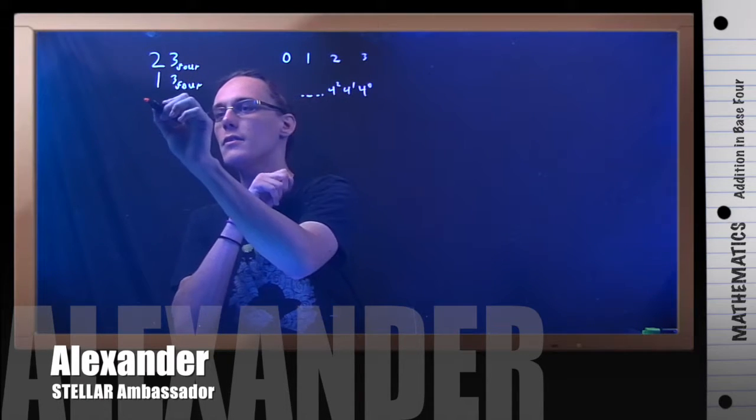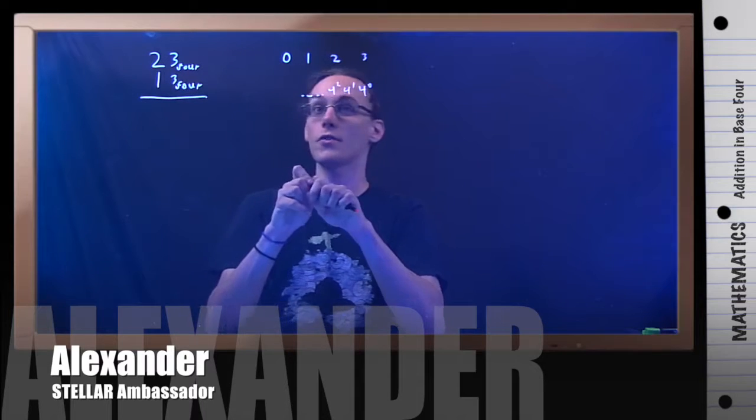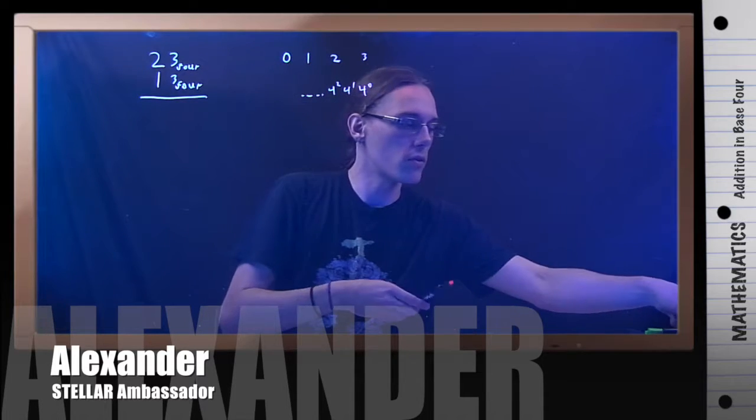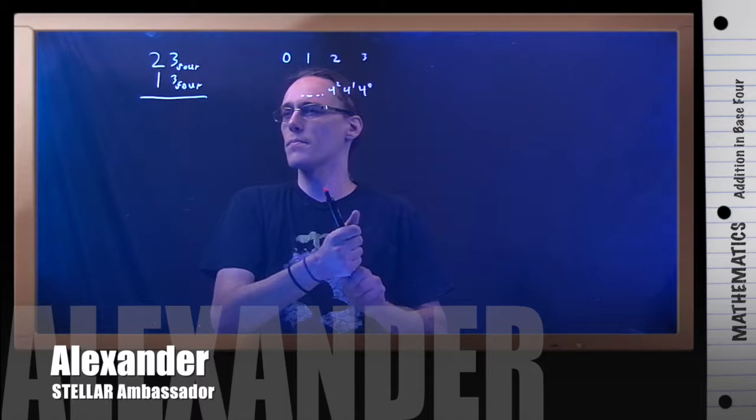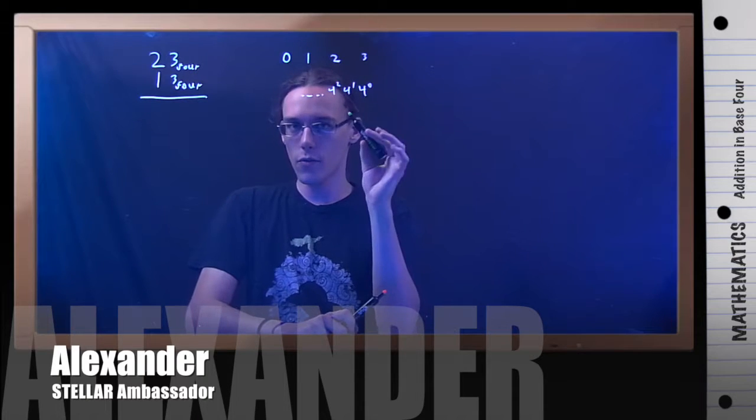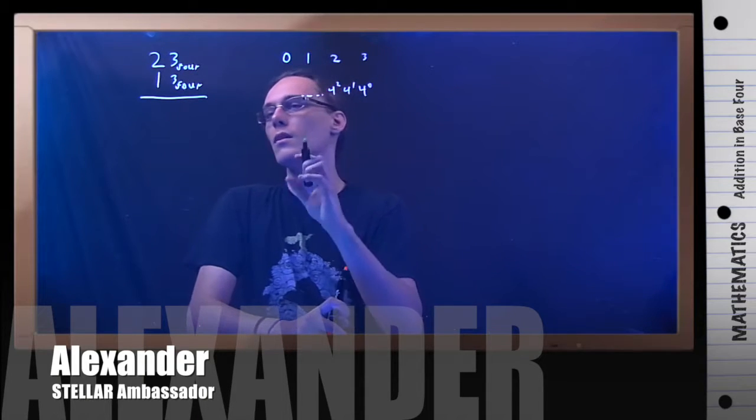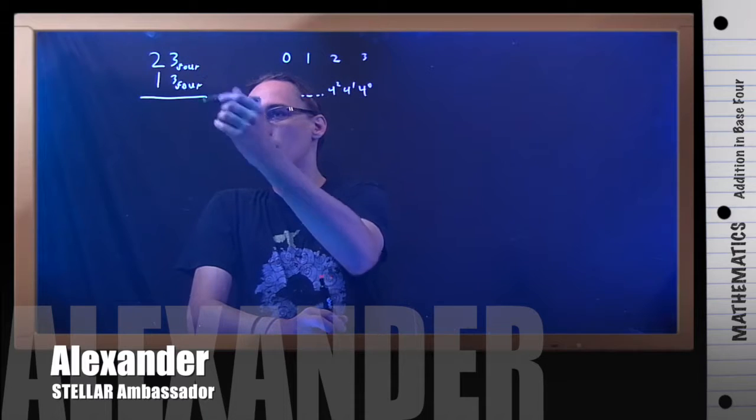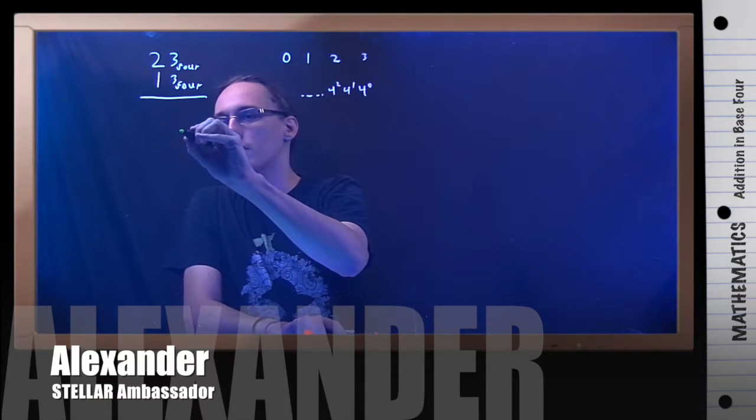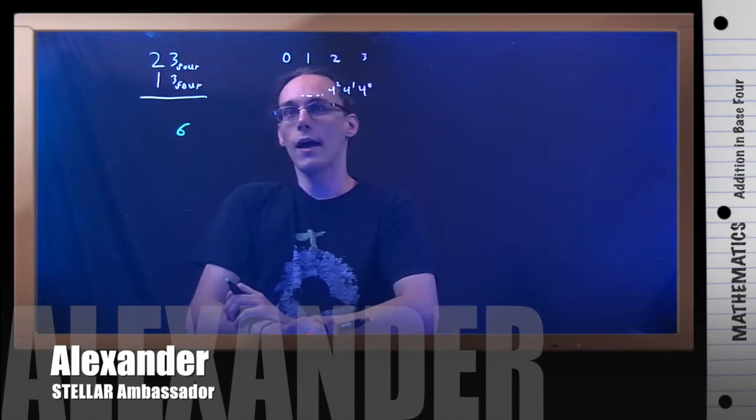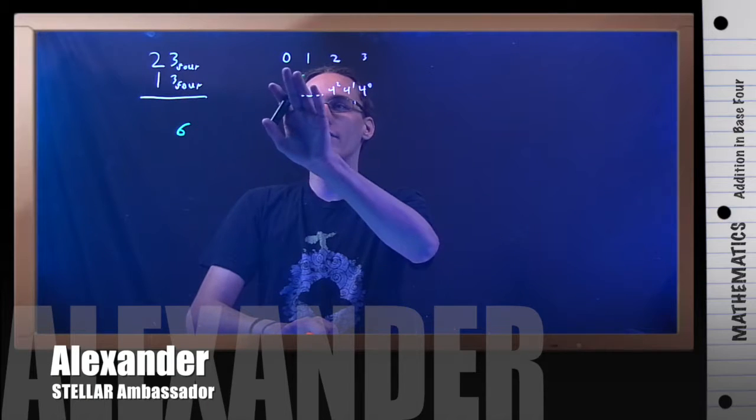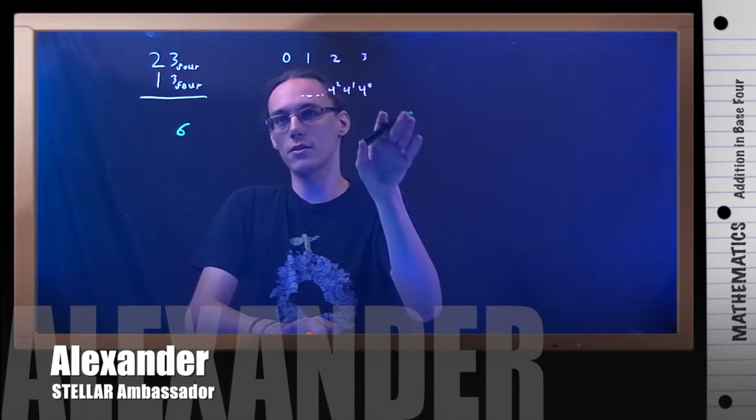Now for adding these, you have to think of your carry rules in normal addition. By normal, I mean base 10. So first of all, I'll use green for what it would be if we were in base 10. So if I added 3 to 3 in base 10, I would get 6. And so that would go right here. However, if you look, we don't have this symbol in our base 4 number system.